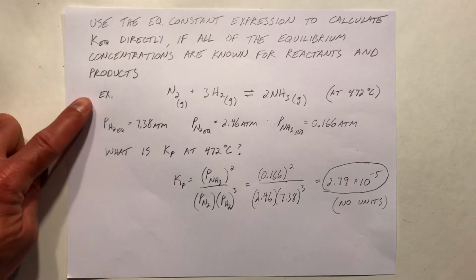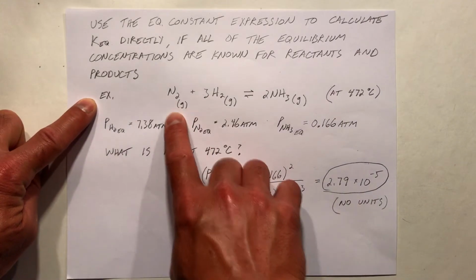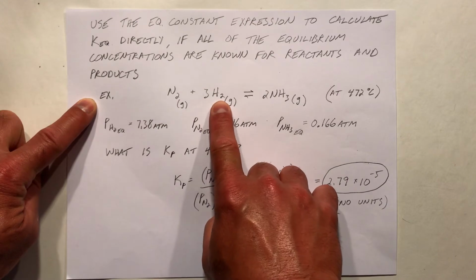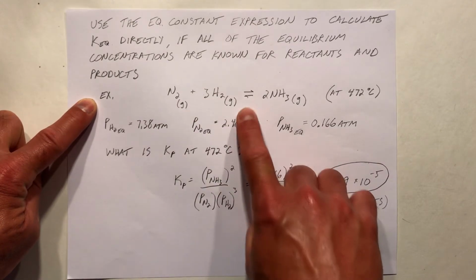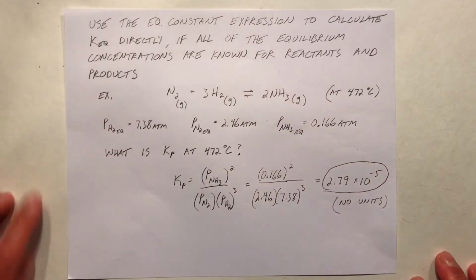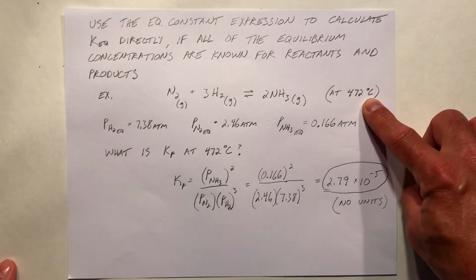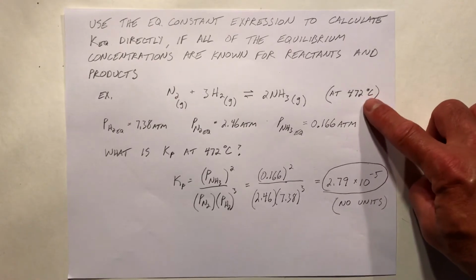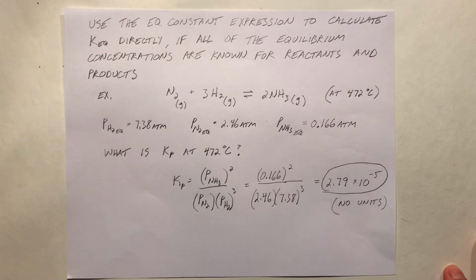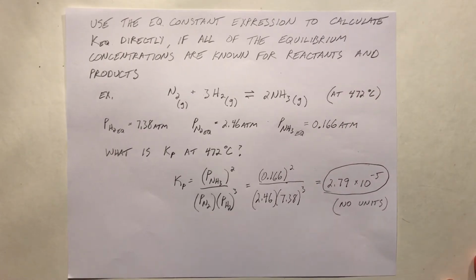Here's an example. We have N2 combining with 3 H2s in an equilibrium with 2 NH3s. Now this is happening at 472 degrees Celsius. Remember that KEQ is always going to be temperature dependent. So whenever we're doing any kind of KEQ calculations or dealing with any equilibrium reactions, the temperature should be specified because KEQ will depend on what the temperature is.